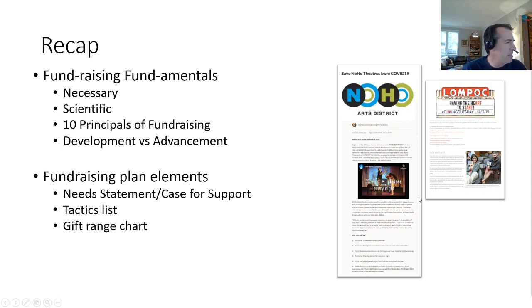We talked about fundraising plan elements, the three that should be in everything. Every plan has a needs statement or a case for support, a tactics list, and a gift range chart. There's a science to doing fundraising well, to figuring out who you can ask for how much money and what you can project as a reasonable goal. The gift charts indicate the likelihood and the need of donations at certain amounts.